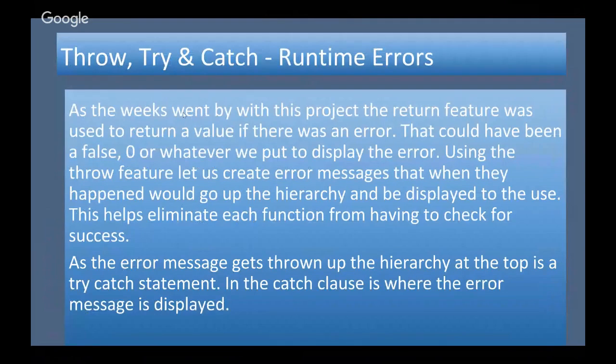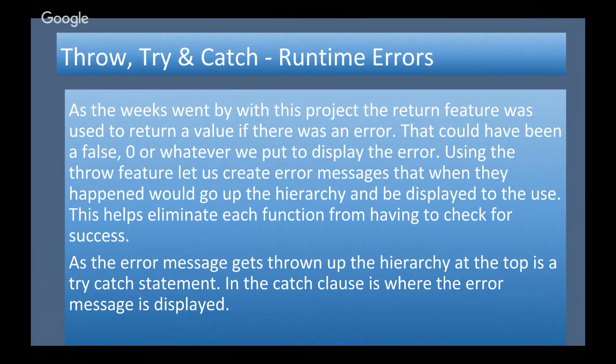Now we have our throw, try, and catch, which is used for our runtime errors. In our game throughout these weeks, we've created return functions, which will let us know if something's creating an error or not. So if it returned 0, then we knew it wasn't working. Sometimes we would have a system out message that would let us know, but no matter what, we had to return.